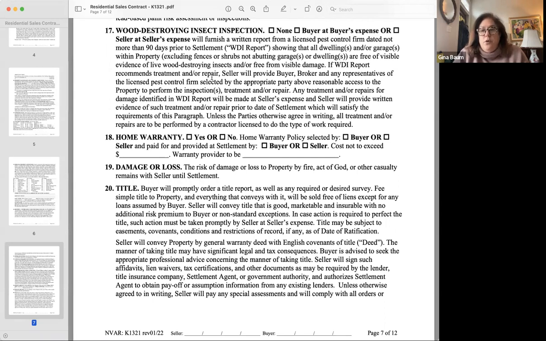Okay, so you need to have a report from the inspector, will be made at seller's expense, and seller will provide written evidence of such treatment and/or repair prior to the date of settlement, which will satisfy the requirements of this paragraph. Okay, so in the WDI report, the inspector has to say what the treatment will be and what damages need to be repaired in order for the seller to then pay for it and take responsibility for it. Unless the parties otherwise agree in writing, all treatment and/or repairs are to be performed by a contractor licensed to do the type of work required.